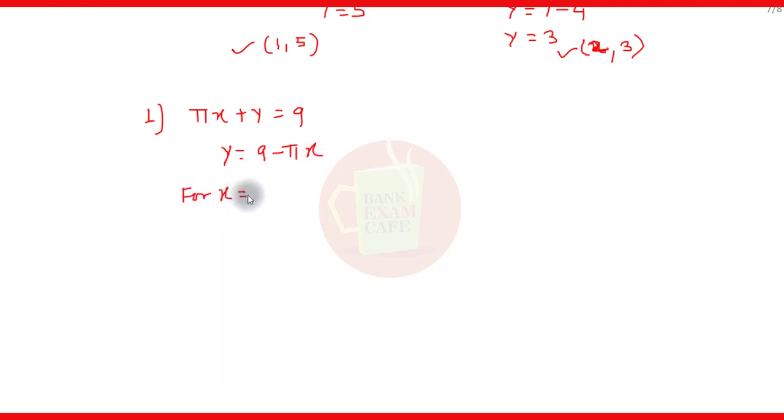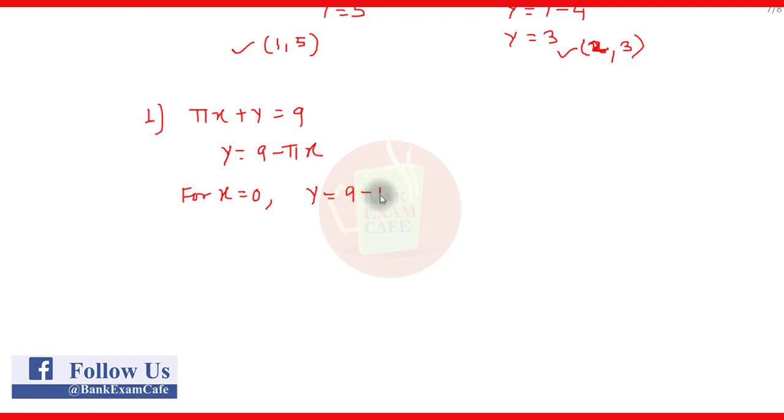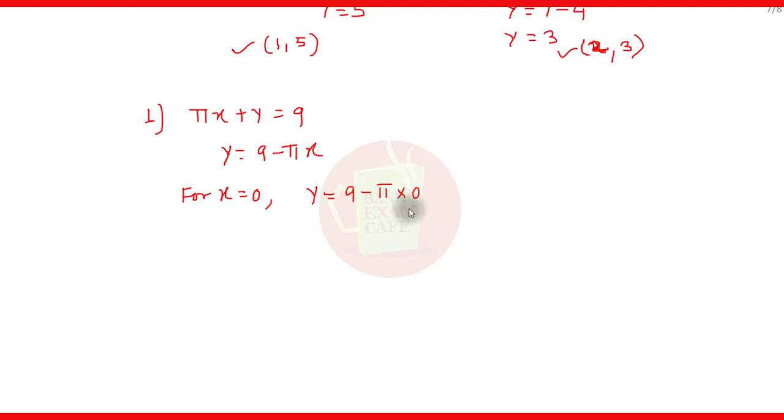So for x is equal to 0. First we will take the value of x is equal to 0. We will get the value of y as 9 minus pi into x, but the value of x is 0, so it will be multiplied by 0. So pi is a number, and that number multiplied by 0, that product will be 0, and so you will get y is equal to 9. So the first set of solution you get: for the value of x as 0, the corresponding value of y will be 9. This is the first set of solution.